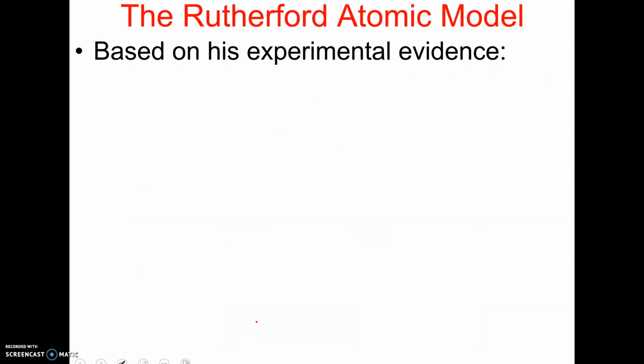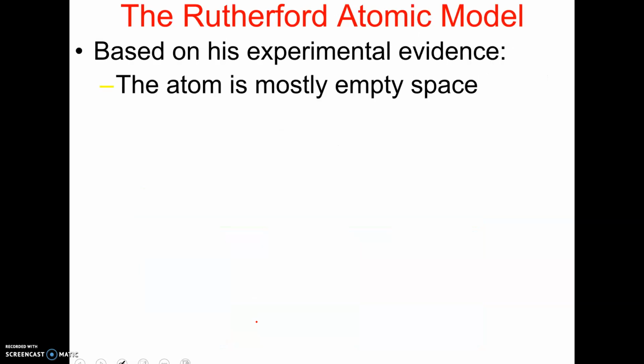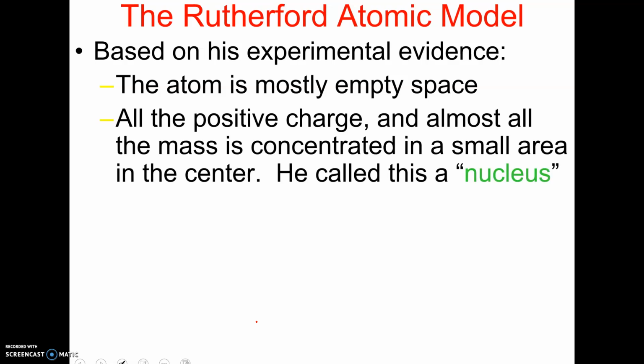So here's his model of the atom. It's called the nuclear model. He said, atoms are mostly empty space. All the positive charge and almost all of the mass, all the heavy, dense part of the atom is in the very center. And this was called the nucleus. And it's very tiny, like a dime in the middle of a football field.